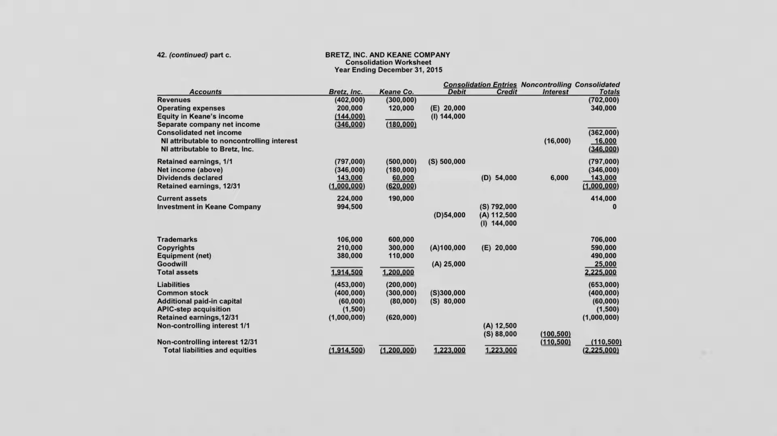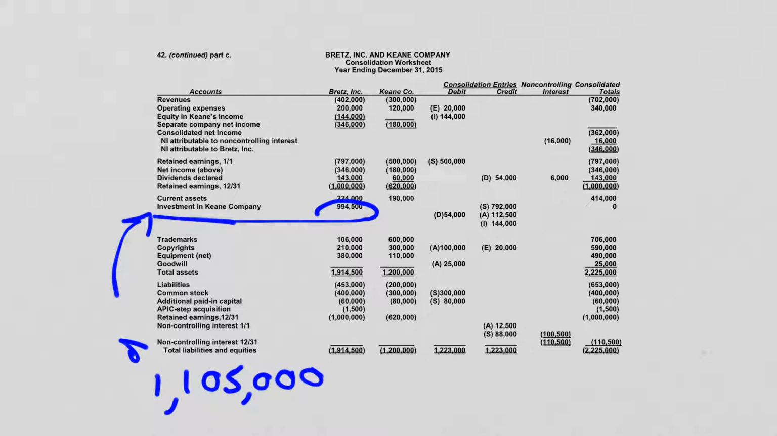Let's look at other interesting extrapolations, which I asked you to do for your homework. These may be just a review, and if you didn't get it right, this is great for you to now know it. Let's look at the investment in Keene Company. This represents 90% of the ownership of Keene Company. 994,500 divided by 0.9 gives us 1105. Now remember, this is at end of year, after equity method has been applied throughout the whole year. Take the difference, and you get 110.5.